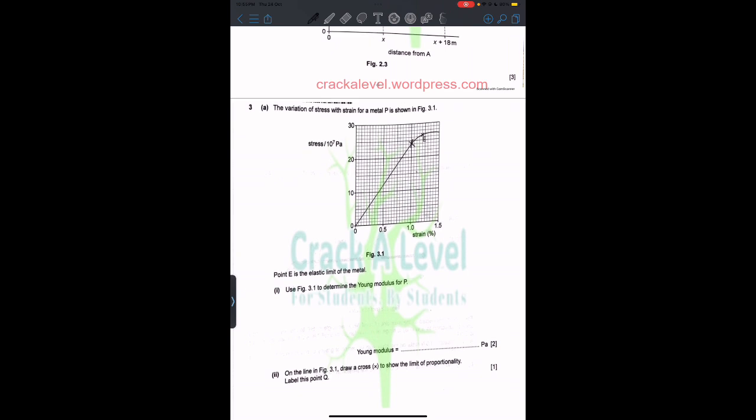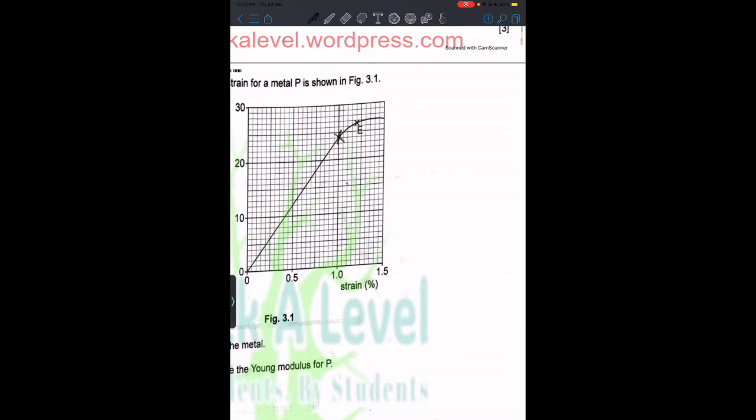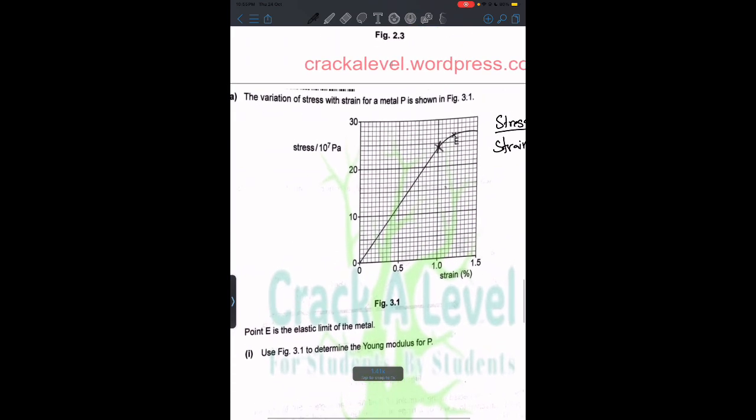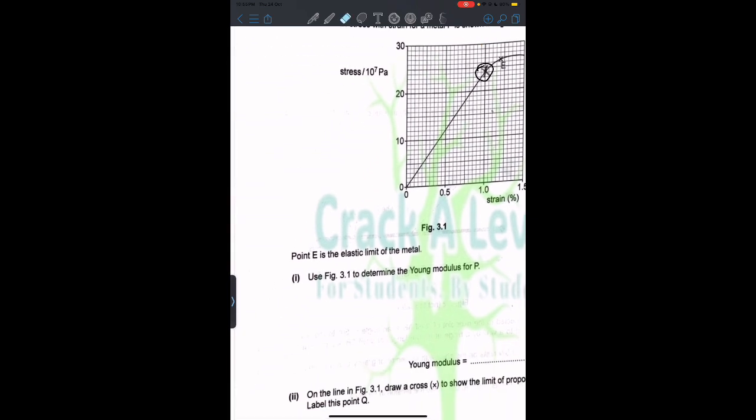It says that the variation of the stress and strain of a metal is shown. Point E is the elastic limit, and use figure 3.1 to determine the Young modulus. So we know that Young modulus itself is stress upon strain. So what you need to show here is that the gradient of this is the Young's modulus. The stress has already been marked. This is very important, that point E is the elastic limit.